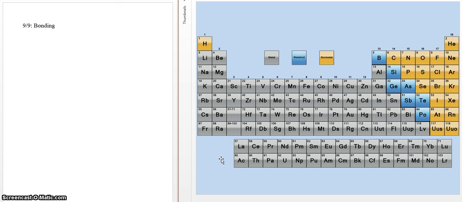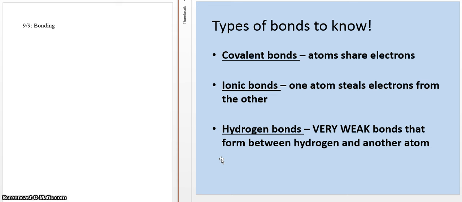Here are three types of bonds you need to know for biology. The first one is a covalent bond. In a covalent bond, the atoms are equally sharing the electrons. In an ionic bond, one atom steals the electrons from the other atom. And there's a third kind of bond that's called a hydrogen bond. It is very weak. Covalent and ionic are pretty strong bonds. Hydrogen bonds are very weak, and they only form between hydrogen and some other atom.